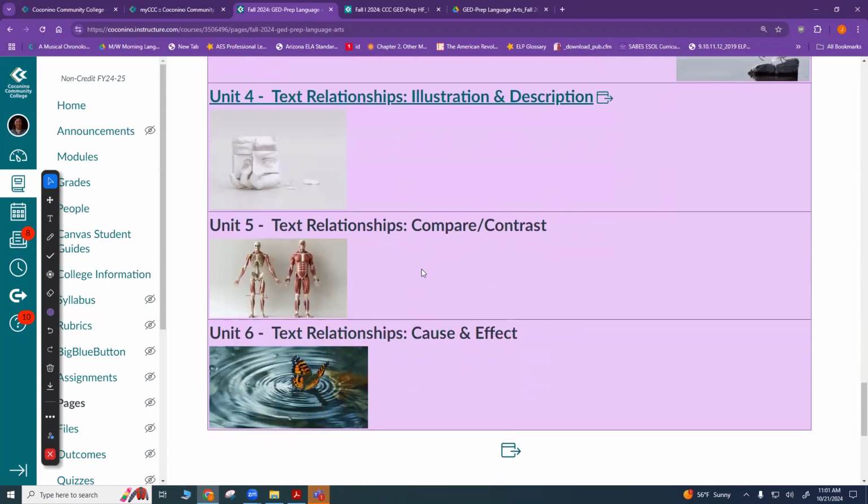Now we're moving on to unit 4. So we're going to look at illustration, and we've talked about descriptive quite a bit, because descriptive gets woven into a lot of other text structures since we need description in a lot of places. Same with illustration. This is all about providing explanations and evidence for what we're saying, or what we could say we're claiming as authors.